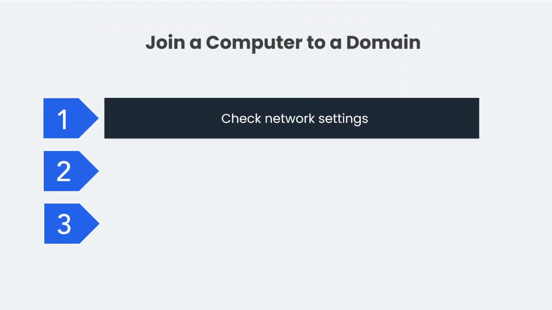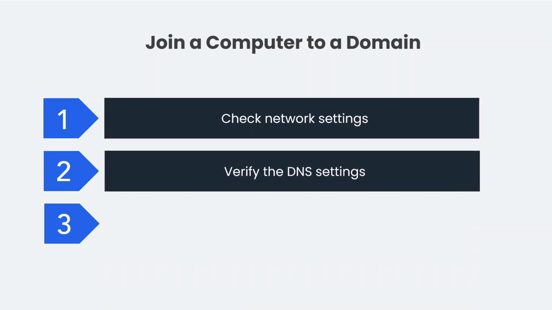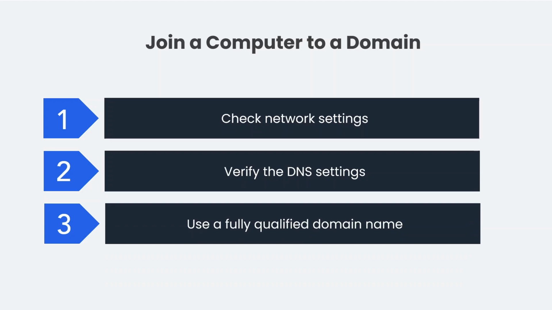Before we get started, there are three important checks you should always make. First, check the network settings. All devices must be on the correct network and able to communicate with the domain controller. Second, verify the DNS settings. Each device must point its DNS to the IP address of the domain controller, because DNS is required for locating domain services. Third, when joining the device, make sure to use the fully qualified domain name. In my case, it's prdm.com.